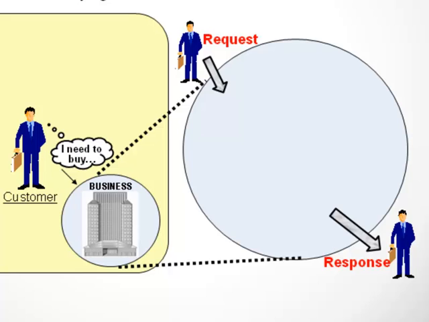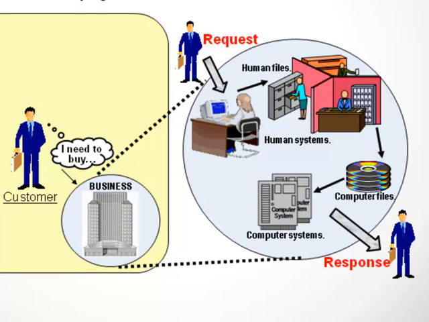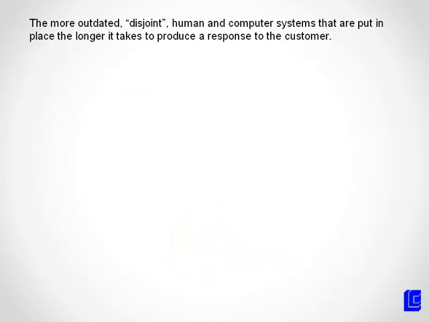For example, a request may go through a whole bunch of people's tasks, departments, and divisions, along with the storing and retrieval of the customer's requests in their files. And it may go through a whole bunch of computer systems and programs and their files, etc., before it comes out of the business as a response. Now, these outdated, disjoint structures turn out to be significant obstacles to efficiency the larger a business grows.